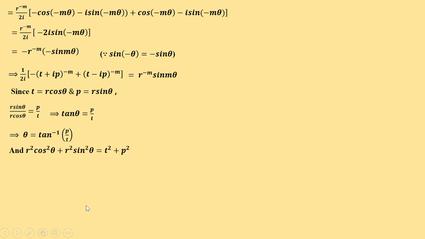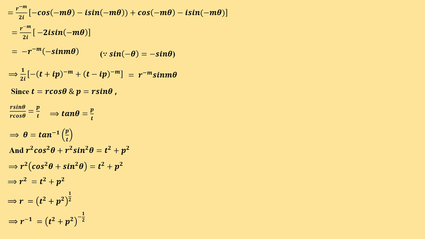Substitution method. So again we are squaring and adding both, so r square cos square θ plus r square sin square θ is t square plus p square. r square is common, so r square into (cos square θ plus sin square θ) is equal to t square plus p square, therefore r square is equal to t square plus p square, because cos square θ plus sin square θ is 1, right? So r is equal to (t square plus p square) whole power 1 by 2. So r power minus 1 is equal to (t square plus p square) whole power minus 1 by 2. Taking power m on both sides, r power minus m is equal to (t square plus p square) power minus m by 2. Right? We are going to replace that one.